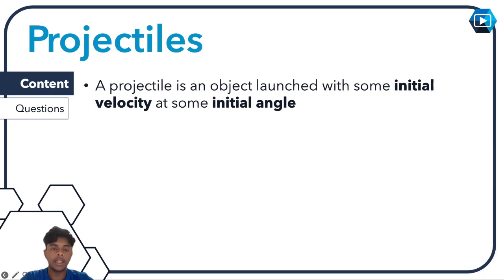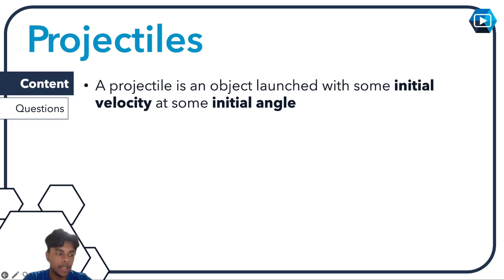So, what is a projectile? A projectile is essentially an object that is launched into the air with some initial velocity and at some initial angle. These velocities and angles don't have to be specified. They could vary, right? So it could be at 90 degrees, it could be at 0 degrees, it could be at 45 degrees to the horizontal, etc. And the initial velocity can also range to whatever the question will give you.